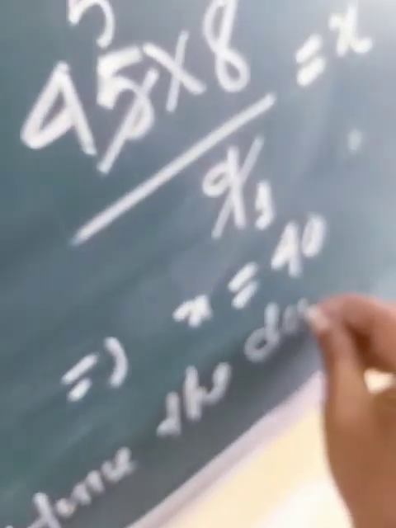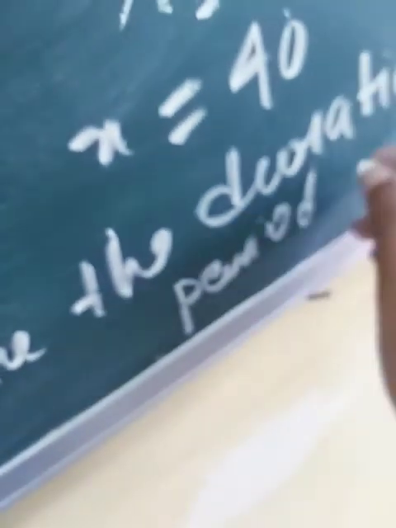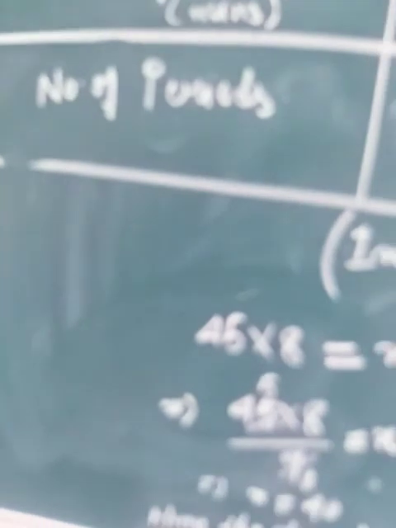the duration of each period would be 40 minutes. This is how we'll conclude the answer. Okay, so these are the solutions of question number 10, parts 1 and 2, and 11.